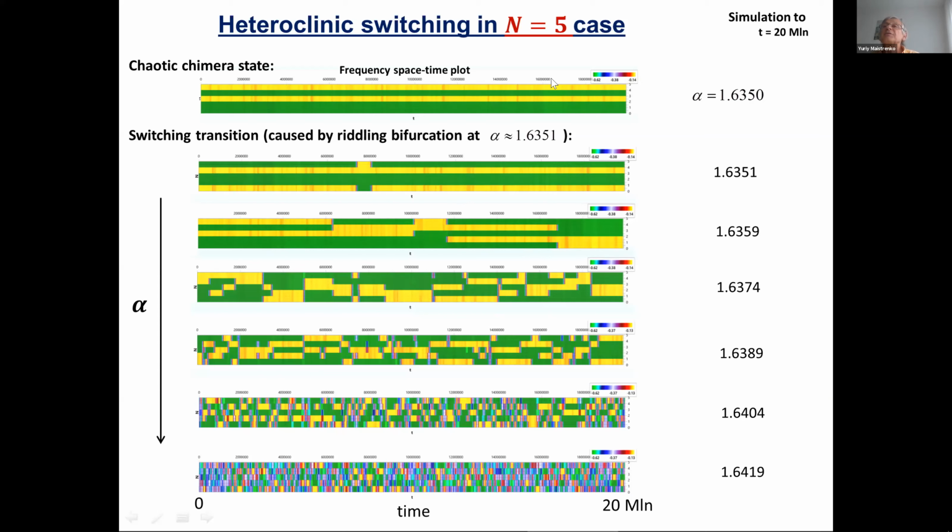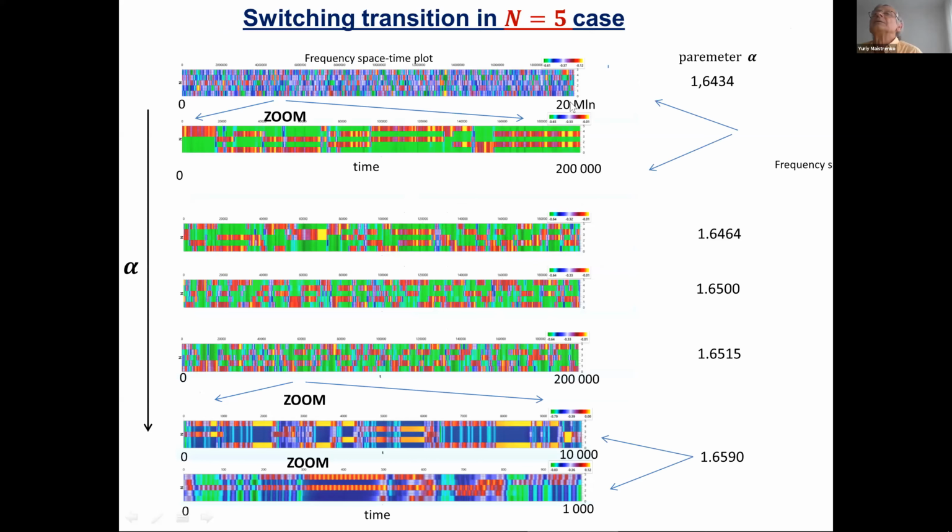We come from 20 million to 200,000. If you take a very small piece here and increase the scale by 100, we see that this switching behavior still continues, but at a different scale. Then we continue to increase alpha, and again it becomes more and more recurrent.